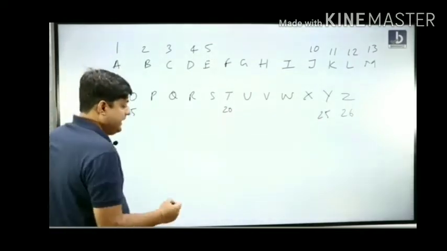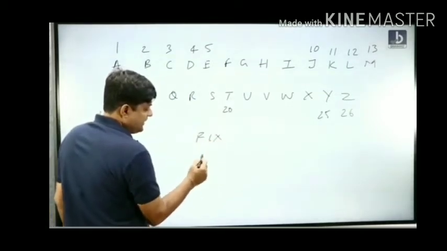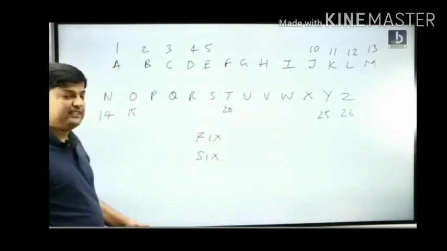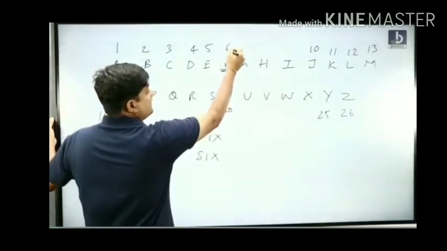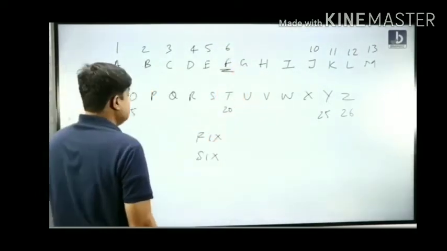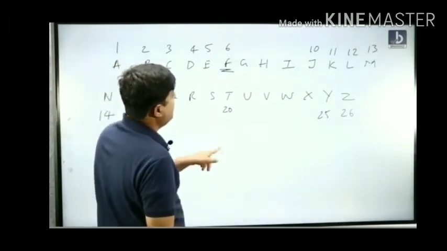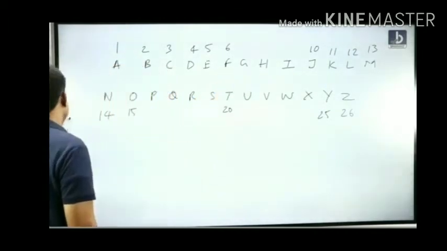Now, you know that in English, we write this one as six, and this is what? 6. F for fix, S for 6. So we can easily say that this is fix, this is 6. Are you understanding, everybody? Fix, 6 are very simple.